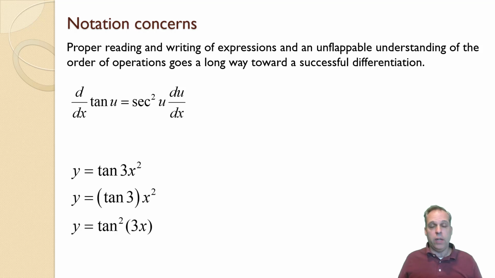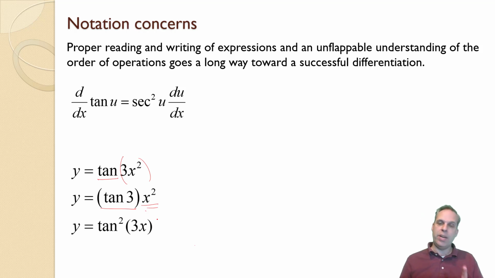Here, the first one, the derivative of the tangent of 3x squared. In this case, the outside operation, the last thing you would do if you evaluate that expression, would be the tangent. So this is the tangent of something. So the first rule you would use is the tangent rule. In the second one, though, that derivative is actually a lot simpler because of where the parentheses are. The tangent of 3, that's just a number. This is a constant times something. So you take the constant out, and you would take the derivative of x squared afterwards.